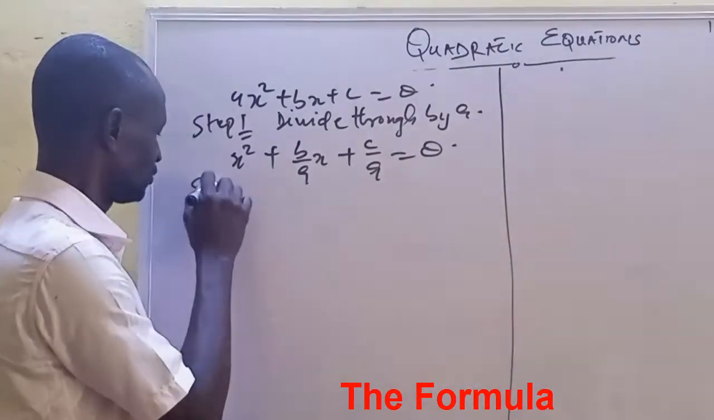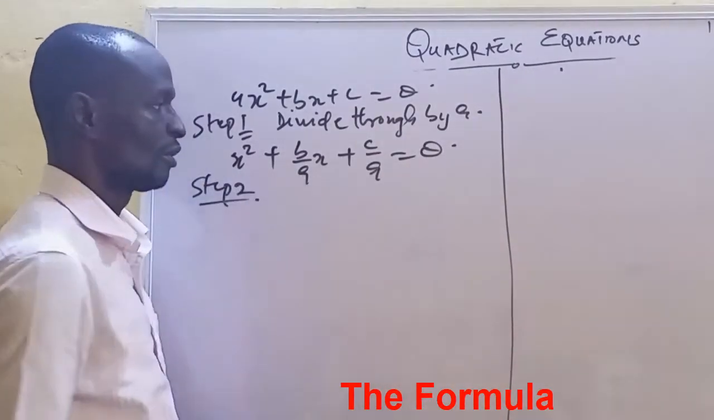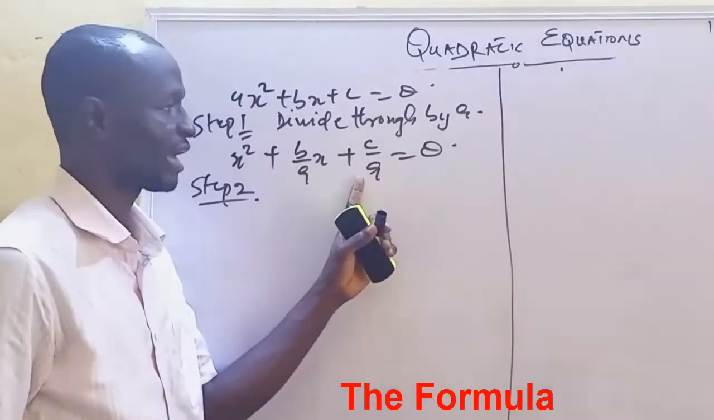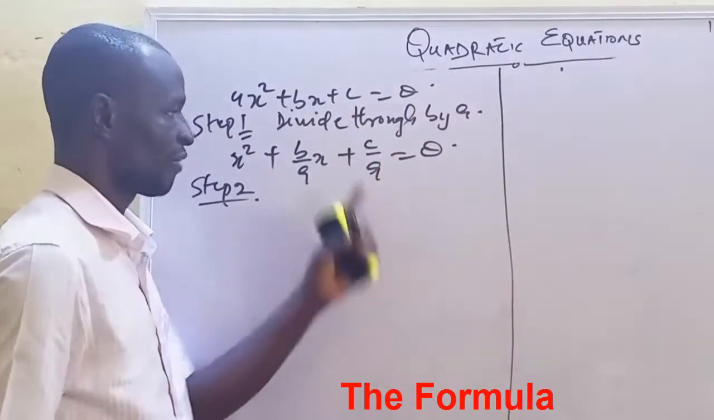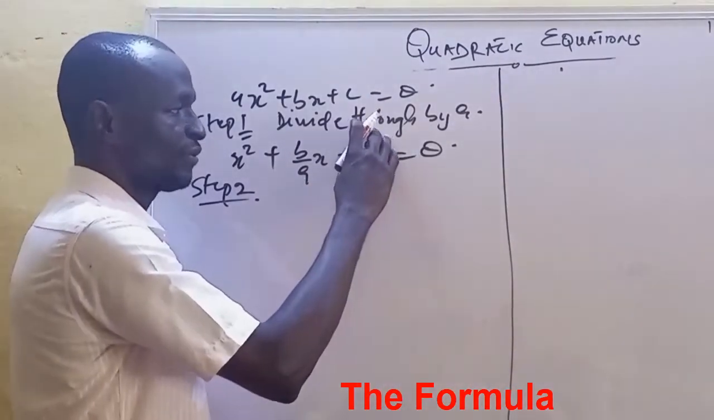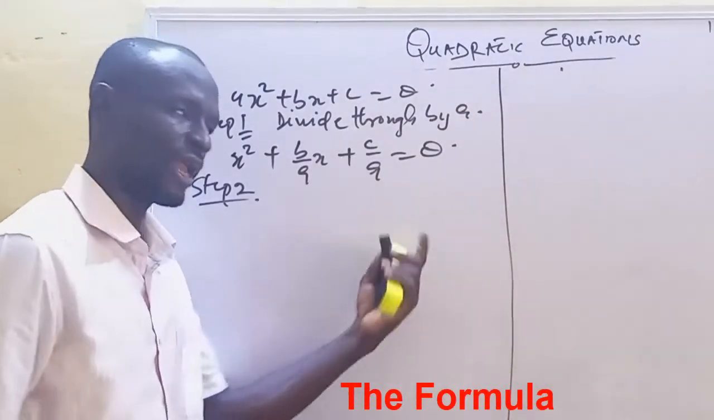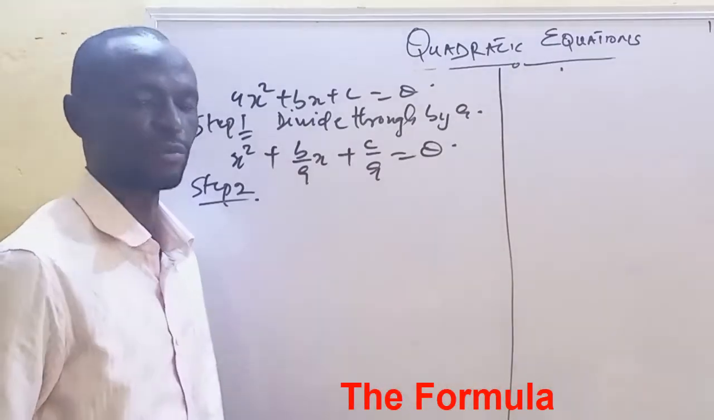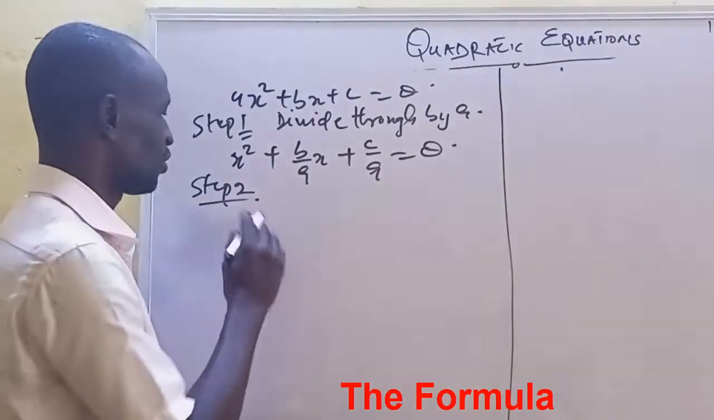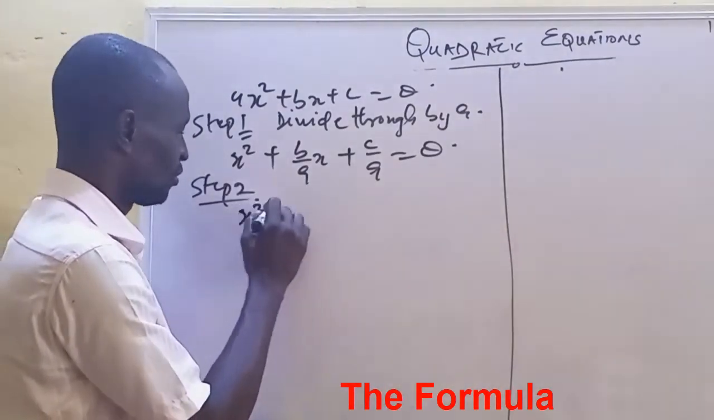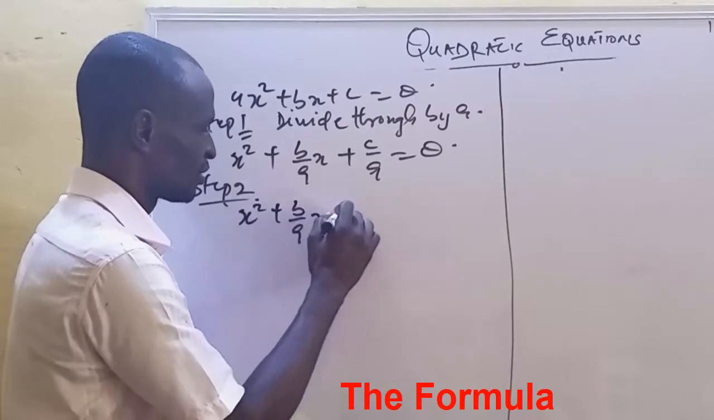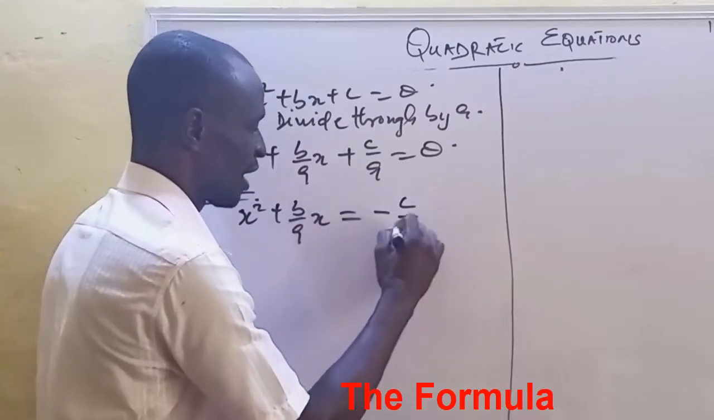Step 2, we're going to move the constant to the other side. If I move c positive from the right to the left, it becomes negative. If I'm moving negative from the right to the left, it becomes positive. So x squared plus b over a x is going to become minus c over a.